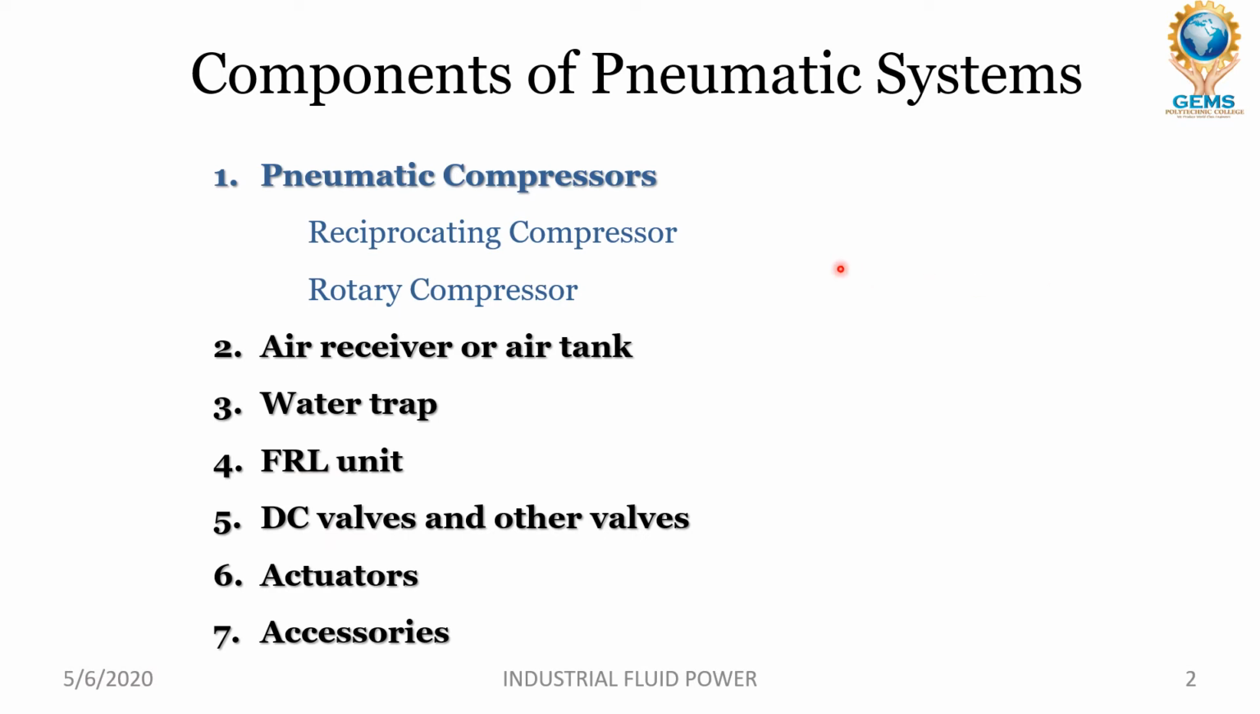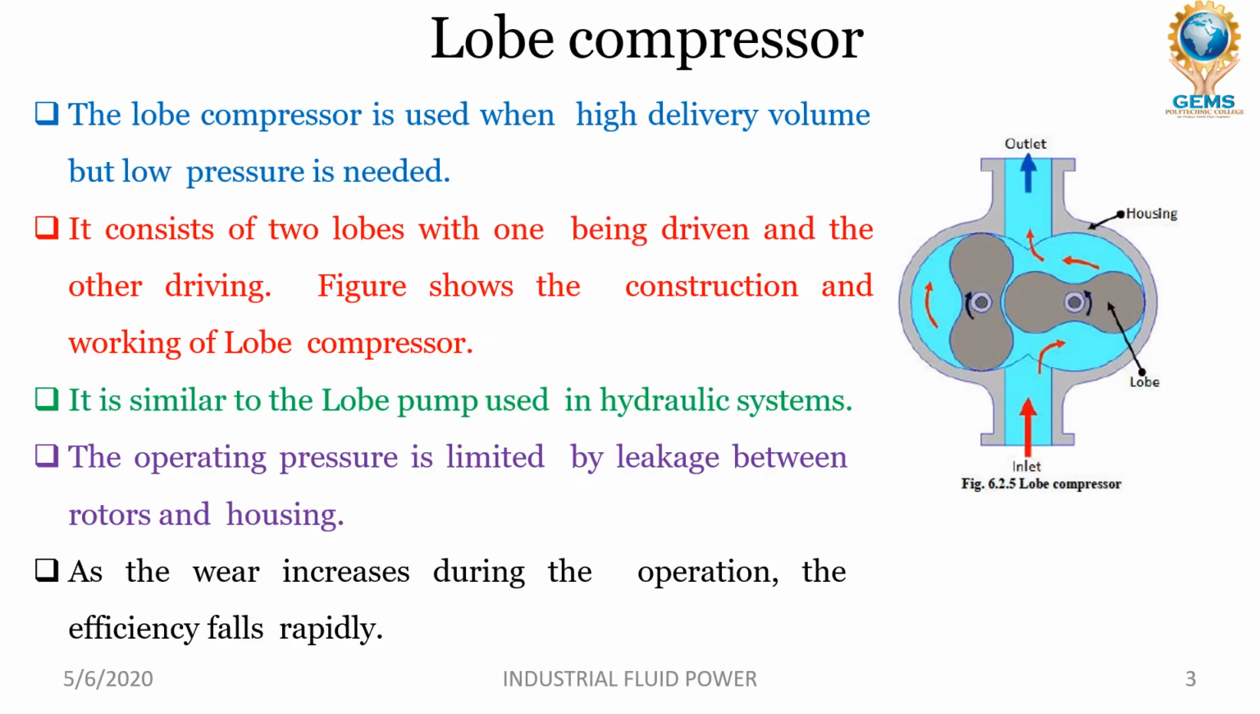In this components of pneumatic system, right now we are seeing the compressors. In part 1, we already saw the reciprocating compressor. Today, in this session, we are going to see the rotary compressor. In rotary compressor, first is the lobe compressor. There are different types. Here is a lobe compressor.